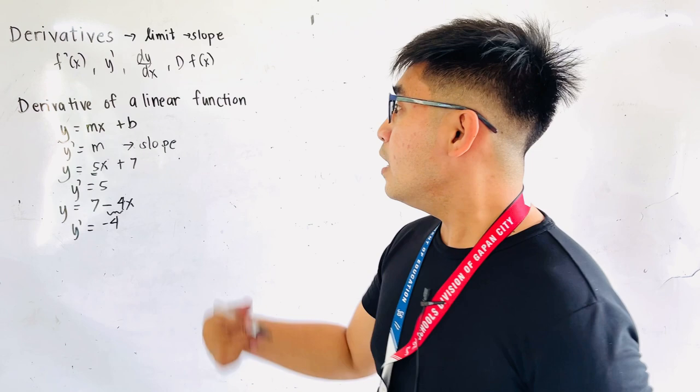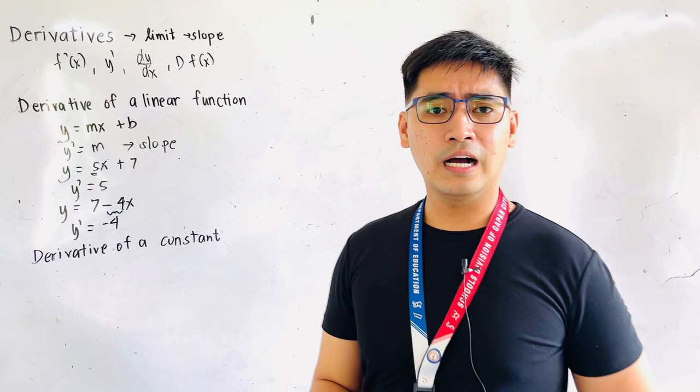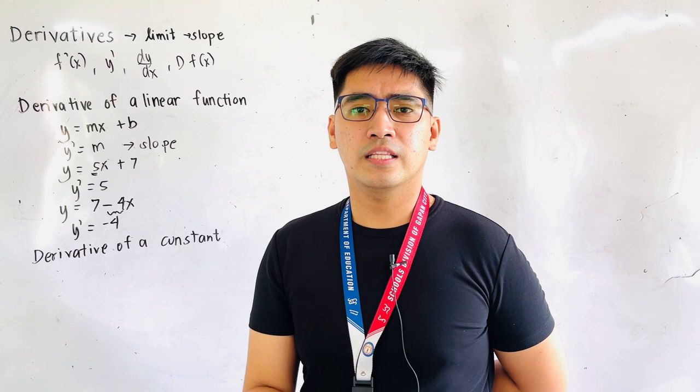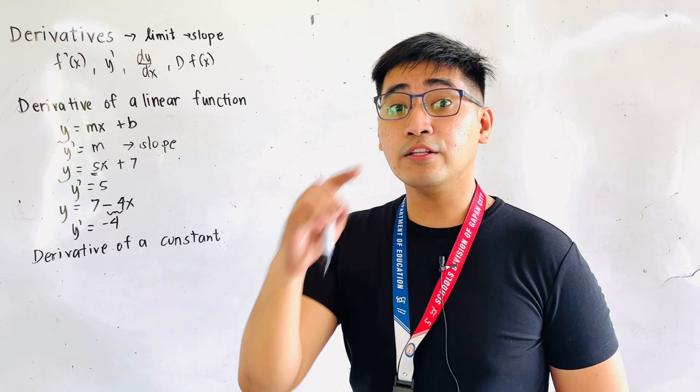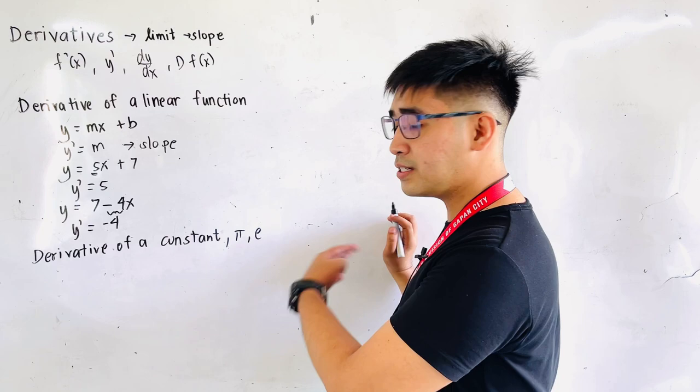Okay, next is the derivative of a constant. How do we identify if the given is a constant? We could say that a given is a constant if there is no variable present in the equation. For example, 1,000, 700, 1 million. Or there are certain symbols which contain values, just like pi and e. Those are some of the constants that we have. Those are some of the symbols that have certain or specific values.